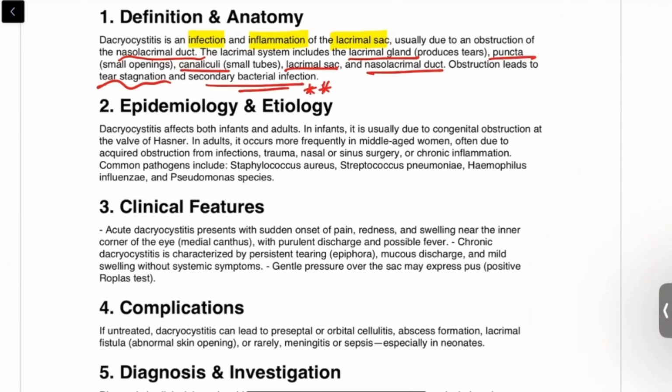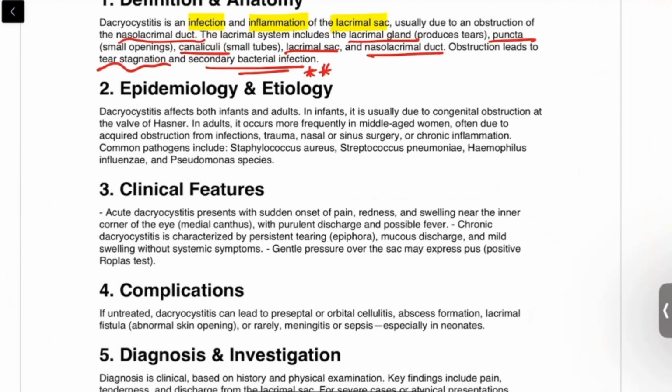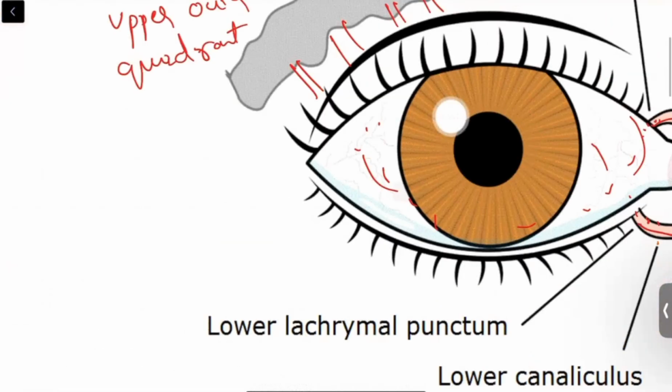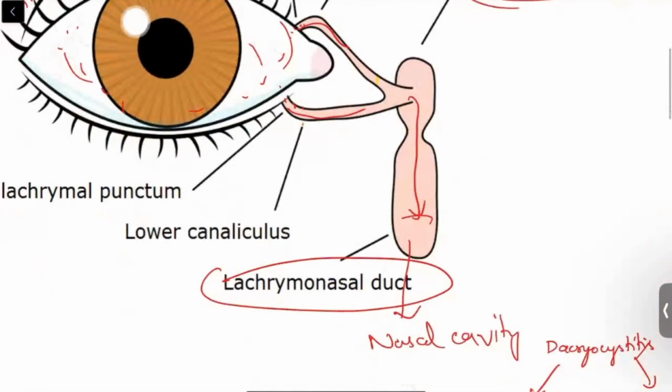Okay, now starting with epidemiology and etiology of dacryocystitis. As we all know, dacryocystitis affects both infants as well as adults. In infants it is called congenital dacryocystitis, and it is usually due to congenital obstruction at the level of the valve of Hasner. So in this lacrimal apparatus, the point where the nasolacrimal duct actually opens is controlled by a valve called the valve of Hasner.